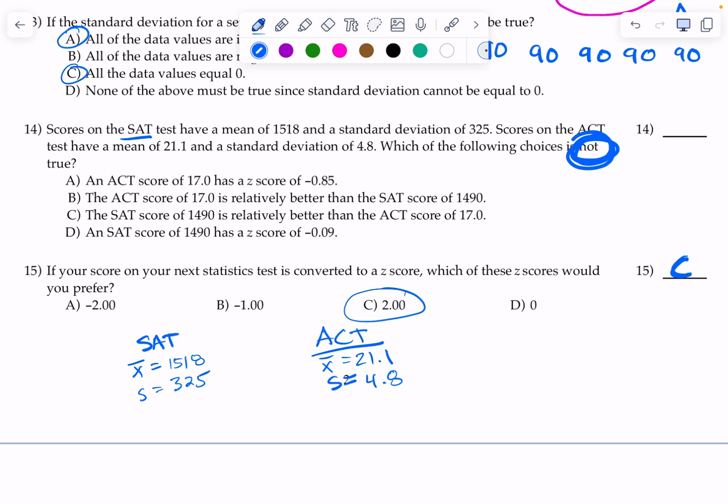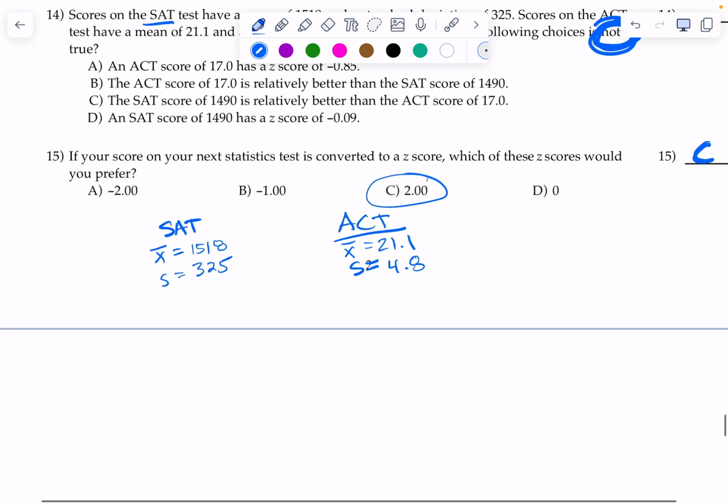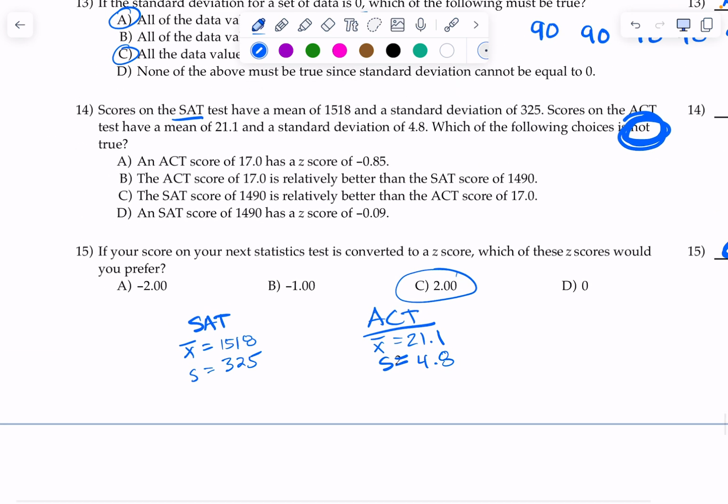Oh, I hate it when they do that. I hate it when they do "not true." I know. Which one's not true? Because you look at the first one and you're like, oh, that's true, it must be it, right? But there are 3 answers that are true. You're trying to find the one that's not true.